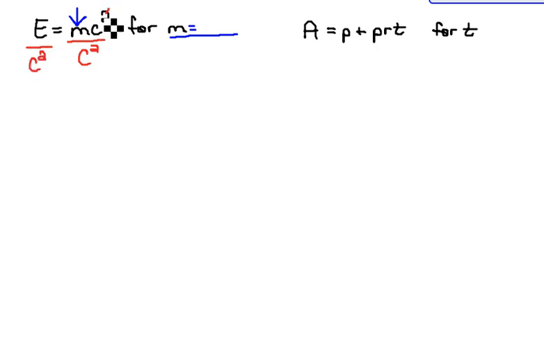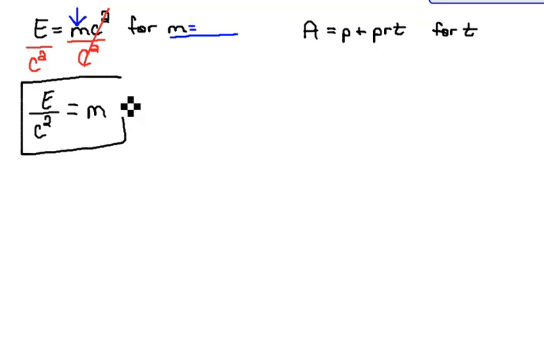Now here we have c squared divided by c squared, which is 1. So that goes away. So on the right hand side, we have m, and on the left hand side we have E divided by c squared. Now we cannot combine these terms because they are not alike. But we have our m all by itself, which was exactly what we were supposed to do.